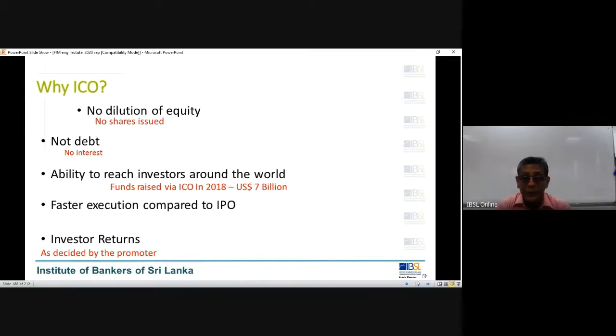Through 2018, as I told you, 7 billion US dollars was raised. Fast execution, so it will be decided by the investor. There are some advantages as this is an electronic form of fundraising. That is what you call ICO. So another method, just remember there is a methodology called ICO, like issuing stocks. That is the sixth method.